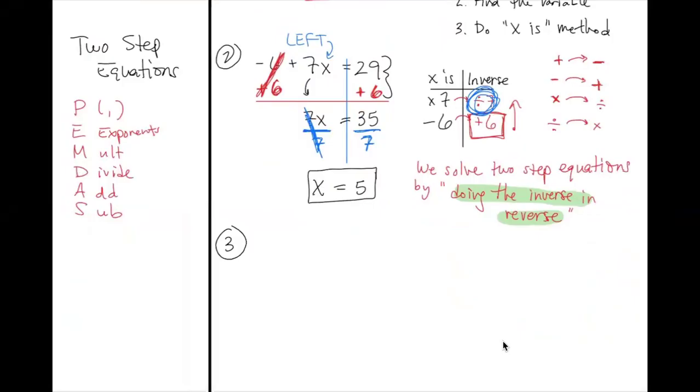Let's do here 6 equals 3z minus 9. 6 equals 3z minus 9.